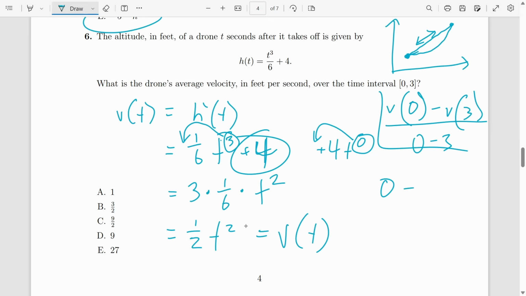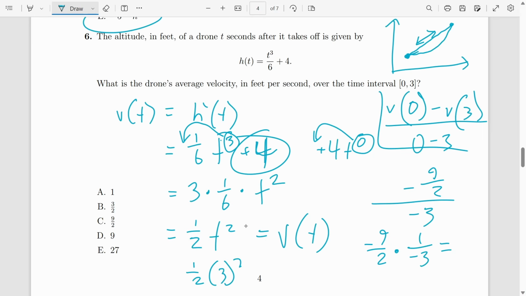Minus v of 3. If we plug in 3 here, this is 1/2 times 3 squared. 3 squared is 9, and 9 times a half is 9 halves. So it's 0 minus 9 halves, which is just negative 9 halves, all over 0 minus 3, which is negative 3. Negative 9 halves divided by negative 3 is the same as negative 9 halves times 1 over negative 3.